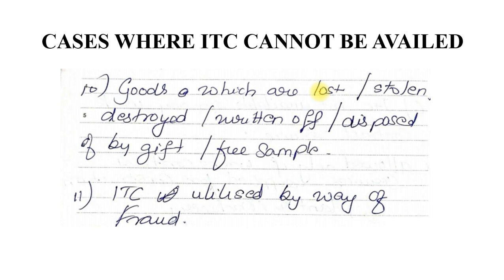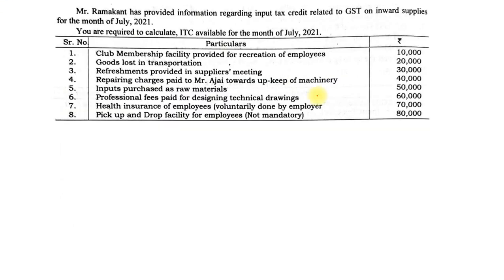Now, based on these 11 cases that we talked about, let us see how we actually solve the sum. We're going to take the very first sum. Mr. Ramakant has provided information regarding input tax credit related to GST on inward supply for the month of July. You are required to calculate ITC available for the month of July 2021. The question is very straightforward. They have given you itemized particulars, and you just have to say which of them can be availed under ITC and which cannot be availed.